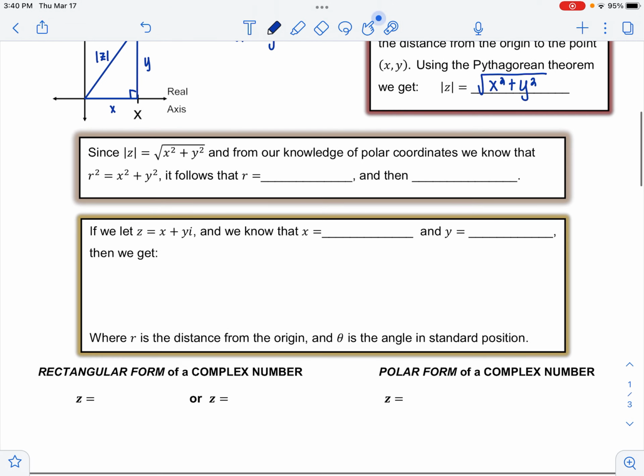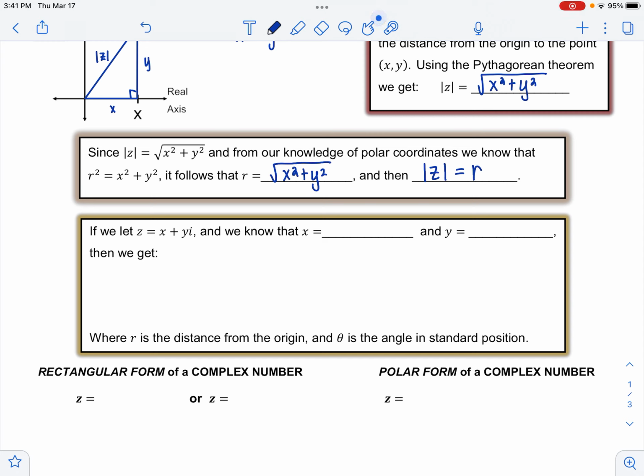Okay, so it says, since the magnitude is equal to the square root of x squared plus y squared, which is what we just got, and from our knowledge of polar coordinates, we know that r squared is equal to x squared plus y squared. So it follows that r must be equal to, if I solve this equation for r right here, square root both sides, I get r is equal to the square root of x squared plus y squared. So if both the magnitude of z and r are equal to the square root of x squared plus y squared, then the magnitude of z must be the same thing as r, which is true.